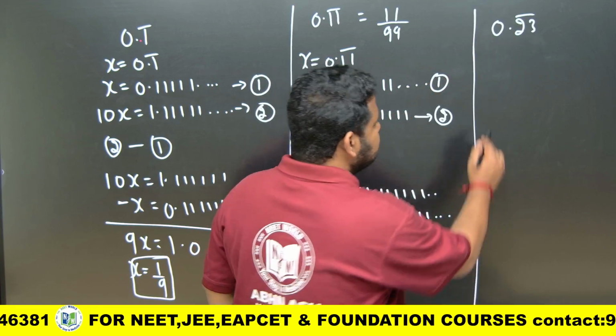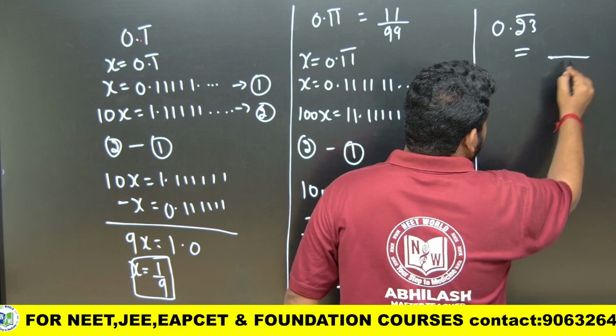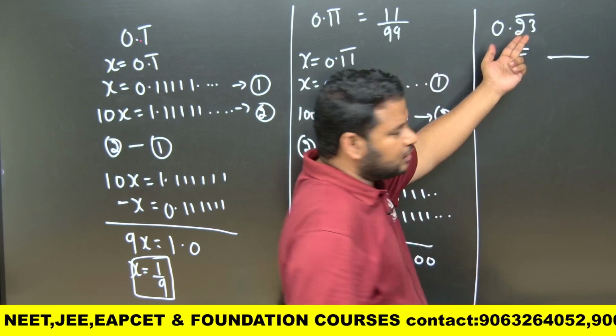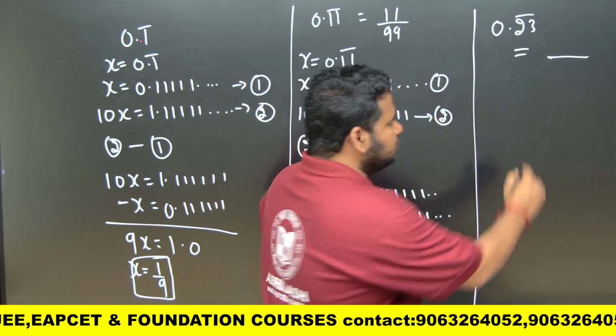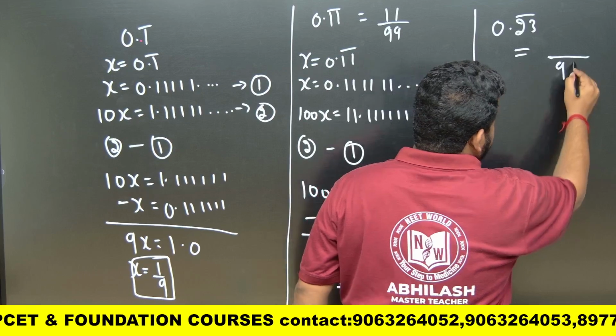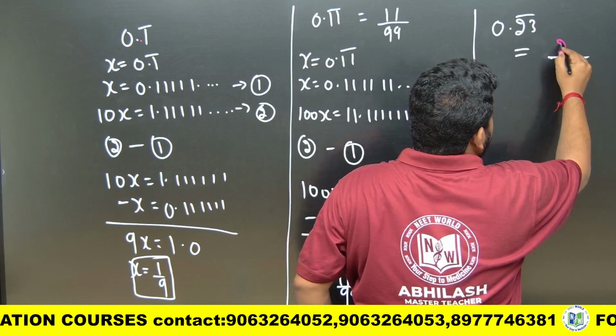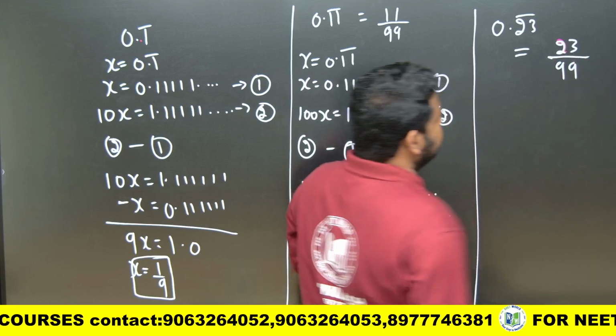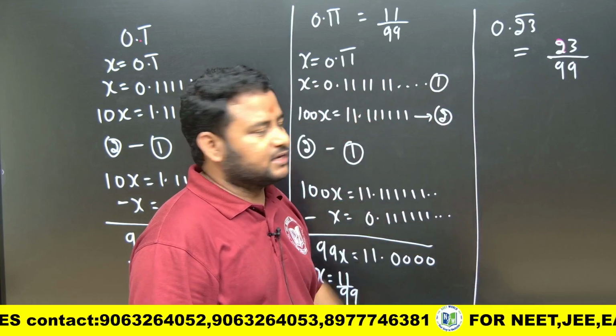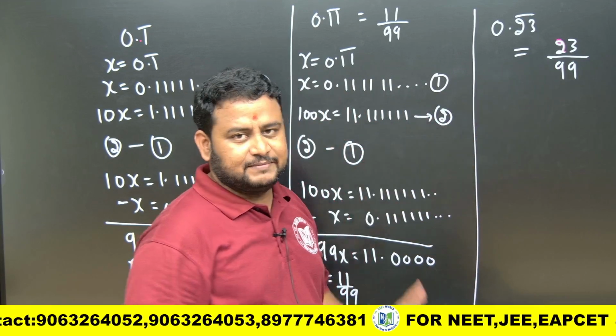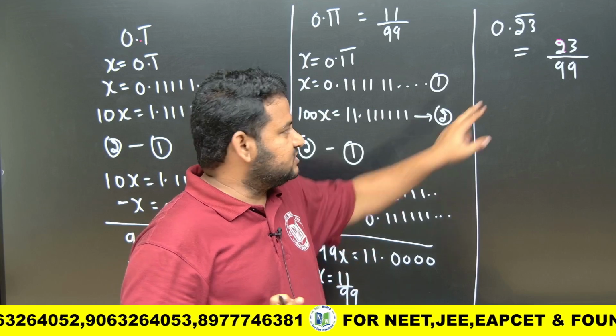So that means what? Here I should write, equal to, after the decimal point, on how many digits is the bar there? On 2 digits. So the denominator should have how many nines? 2 nines. What happens in the numerator? The numerator will be as it is, copy it. 23 by 99. Okay, 23 by 99 you got it. Same as it is you copy it. Clear?